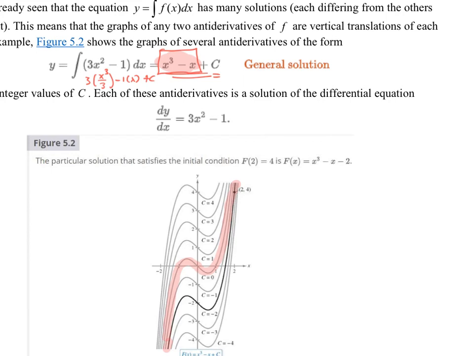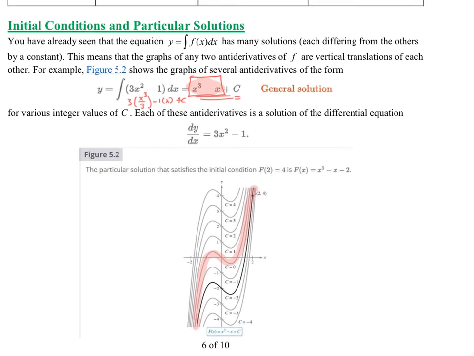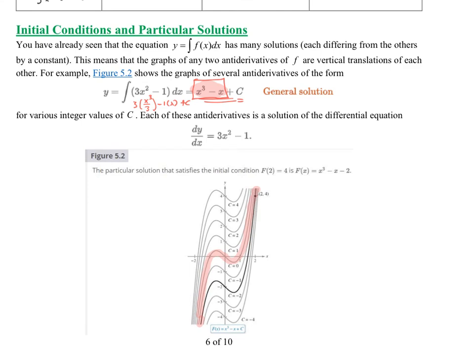So what we might be talking about is, look, we want a specific one of those curves. And so what they're doing right here is they're talking about, well, let's read here. It says, each of these antiderivatives is a solution to the differential equation, but then it says the particular solution is what we're talking about now. A particular solution means we no longer want plus c, and what they're saying is they want the particular solution that has, when you plug in 2, you get 4. In other words, it goes through the point 2, 4.